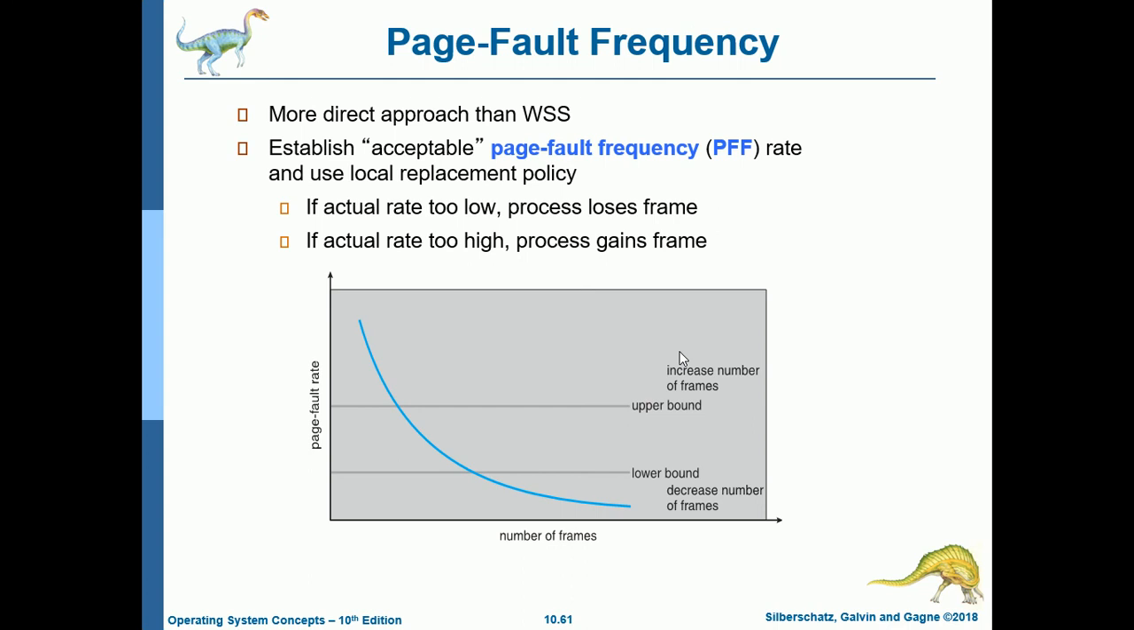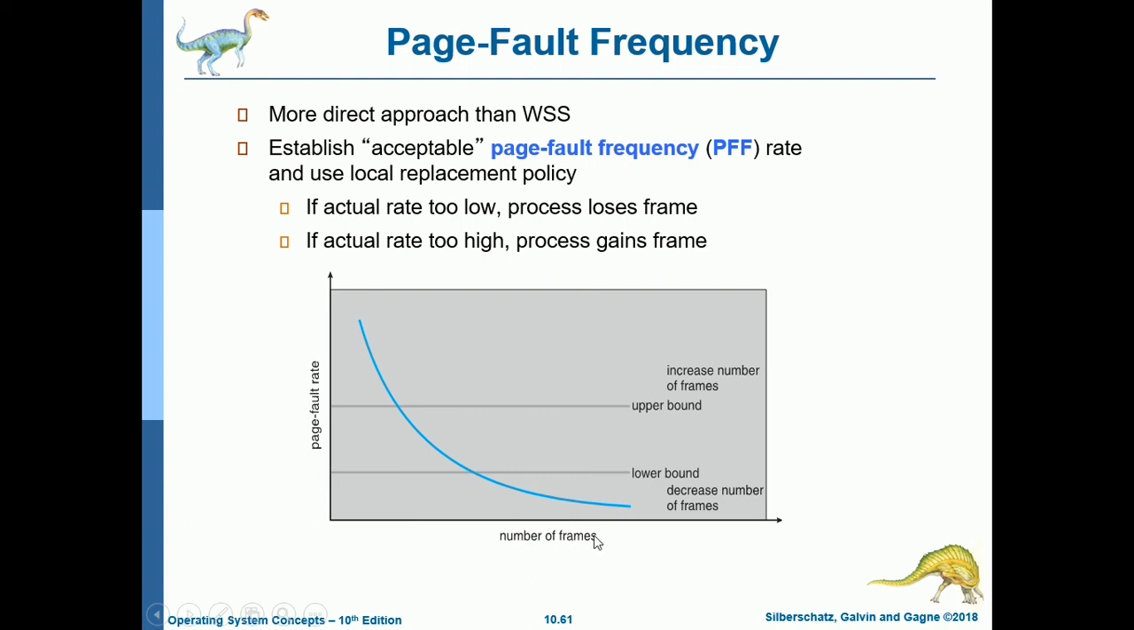Okay, next we have page fault frequency. It is a more direct approach than WSS, or the working set for process P sub i. So establish an acceptable page fault frequency rate and use a local replacement policy. Of course, page faults are inevitable, especially if there are no pages in memory. If the actual rate is too low, the process loses a frame, and if the actual rate is too high, the process gains a frame.